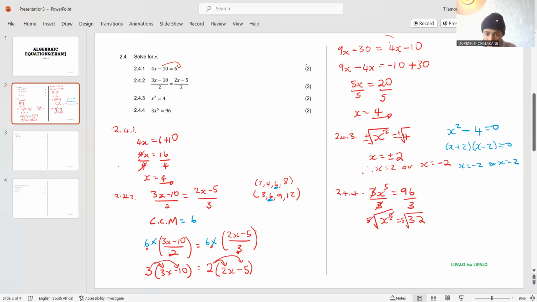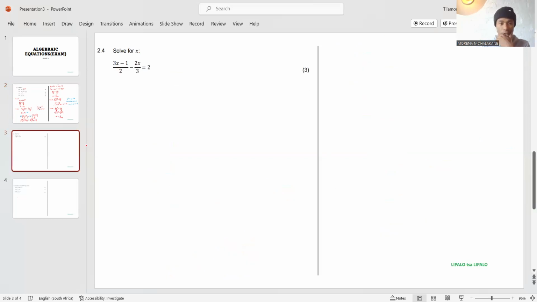Then the 5 cancels this 5, x is going to be equal to the fifth root of 32, which is equal to 2. Good. Now, get into the next question.